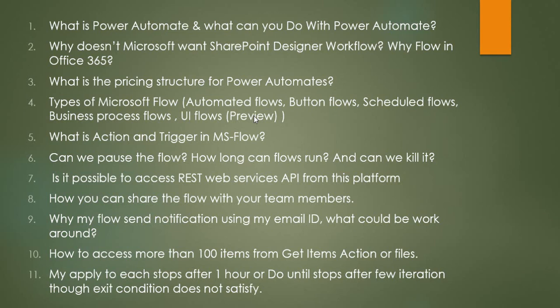So I would say right now the limitation is 30 days. So if your action is pending for 30 days, then it will automatically time out. So your approval flow would stop working if it passed 30 days, or any other action would time out if it passed 30 days. Can we kill it? Yes, we can kill or cancel the running instance of any flow.